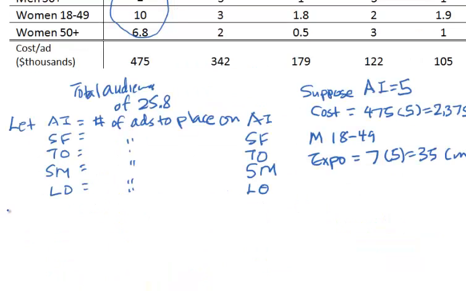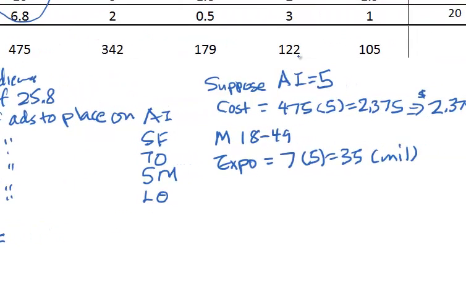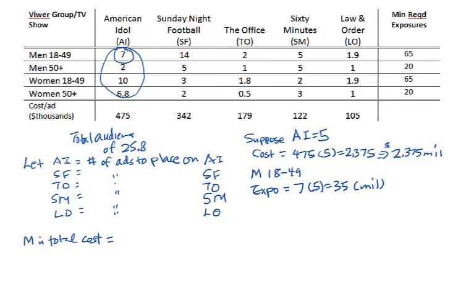In general, the objective would be to minimize the total cost, which should be the sum of the costs of the ads from the 5 shows. So it should be the unit cost times the number of ads plus unit cost times number of ads and so forth.